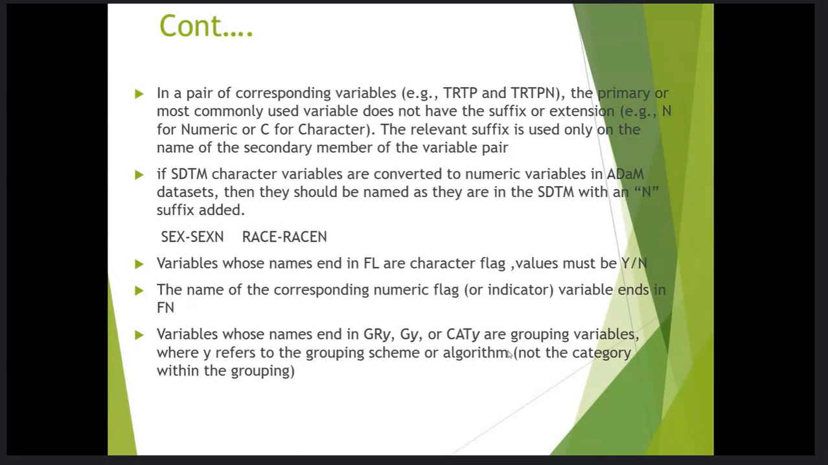And then I told you, if you are creating a numerical variable from an SDTM character variable, you should have the same name as the SDTM variable, but with a capital N as a suffix. So for example, SEXN, RACEN. And if any variable ends with FL, that is a flag character variable, FN the numerical flag variable. And if any variable ends with GRY, GY, CATY, that is a grouping qualifier, grouping variables.